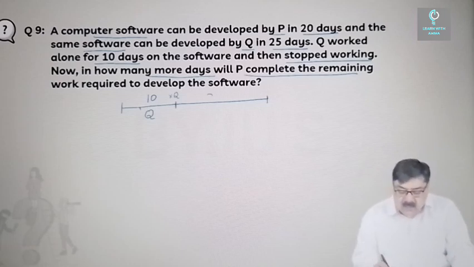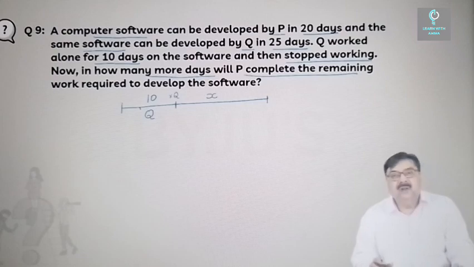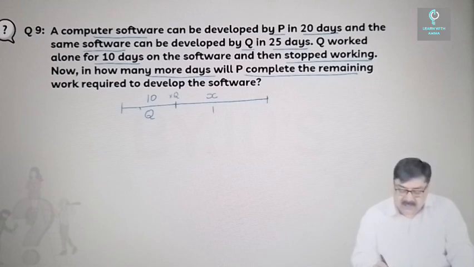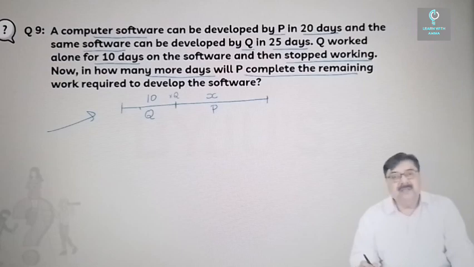So in mathematics, whatever is unknown, that is always taken as X. So who worked for these X days after Q stopped working? It was P. That's it. So if you know how to frame this timeline, you will understand the logic behind the question.